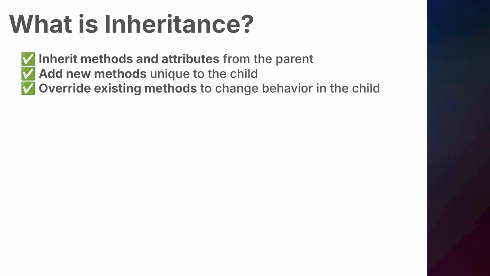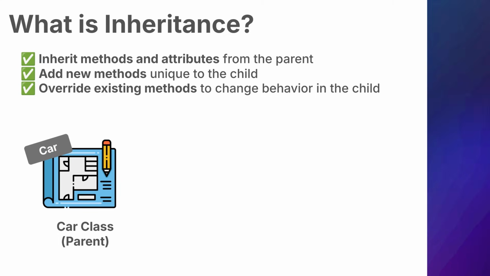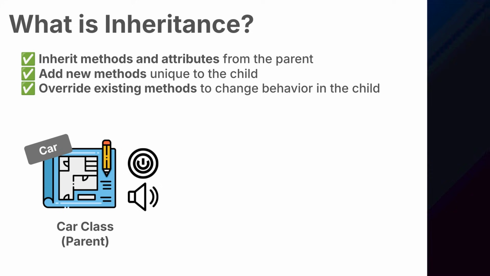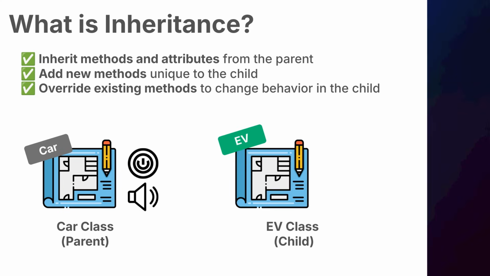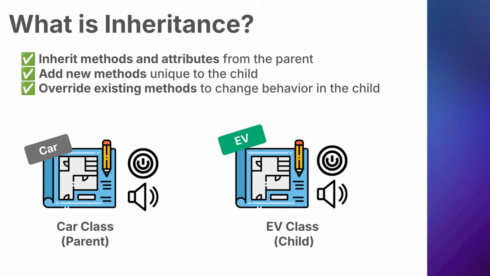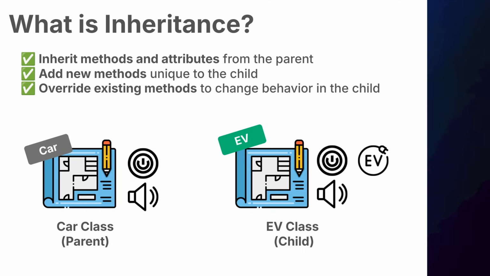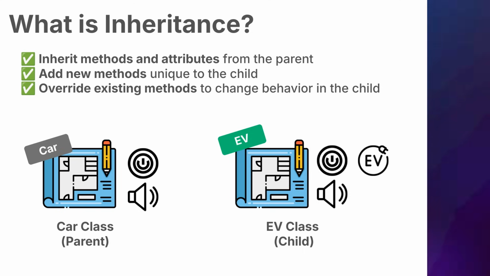For example, if you have a car blueprint parent class that defines common methods like start engine and honk, an EV child class can inherit those methods from the parent class. Also, you can add new methods unique to the child like charge battery. Furthermore, you can override existing methods to change behavior in the child, such as changing the honk sound.